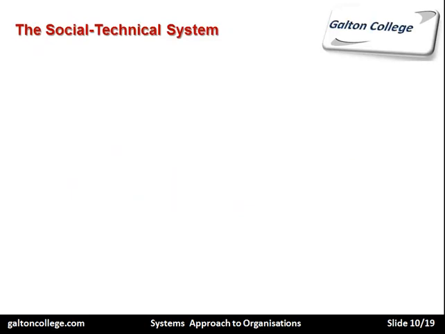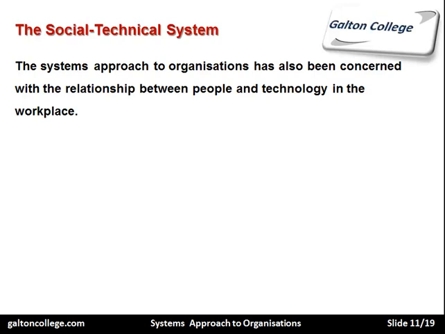There's also a socio-technical system. The systems approach to organizations has been concerned with the relationship between people and technology in the workplace. It is a socio-technical system. People are involved, so it's social. And it's technical. There can be machines, technology, all sorts of processes and technicalities. So it's a socio-technical system.